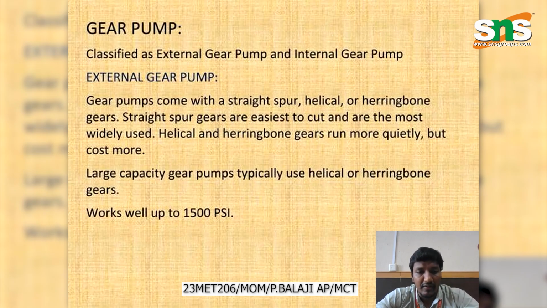External gear pumps can have different gear profiles. I have already mentioned spur, helical, and herringbone gears. Spur gears are commonly used, while helical and herringbone gears are mostly not used because of cost. Typically, gear pumps can only work up to 1500 psi pressure levels.